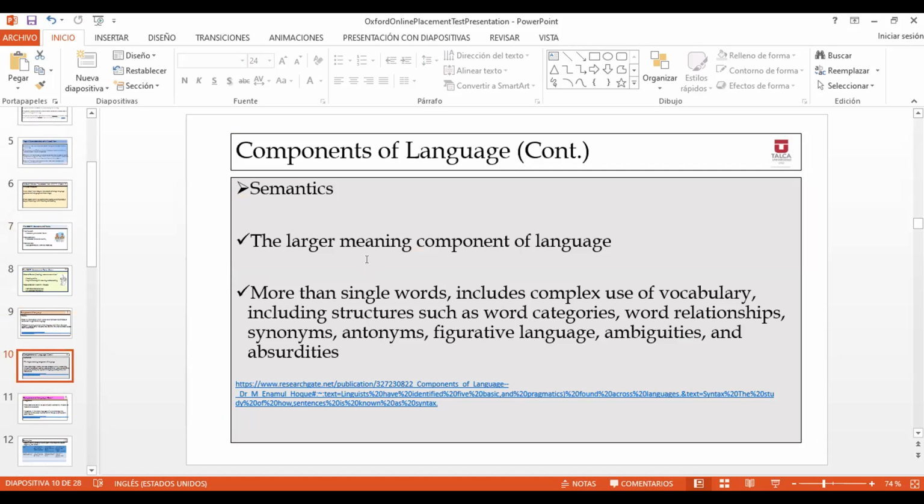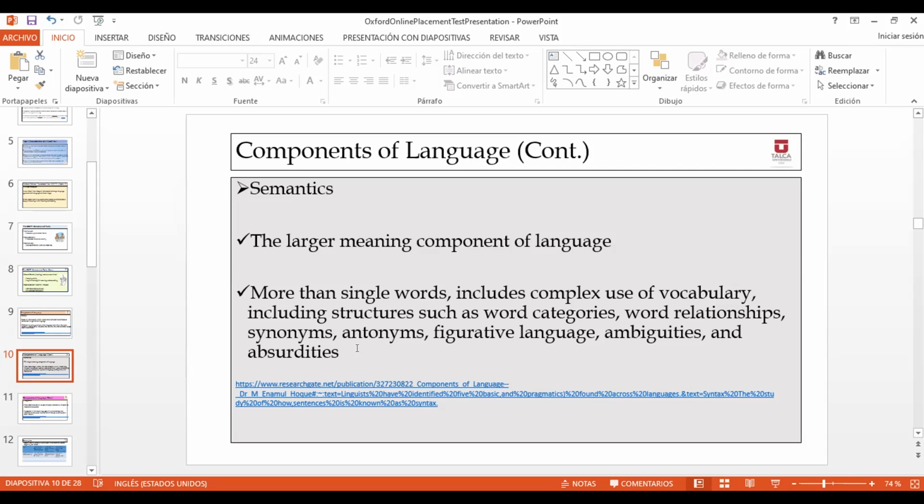Semantics is a larger meaning component. So we go beyond grammar, putting words together, subject, verb, object, and we have been revising a lot about this in my feedback when you did the writing. Here, in order to imply a meaning, it's another step within the knowledge of language. More than single words, it includes complex use of vocabulary, including structures such as word categories, word relationships, synonyms, antonyms, figurative language, ambiguities, and absurdities.